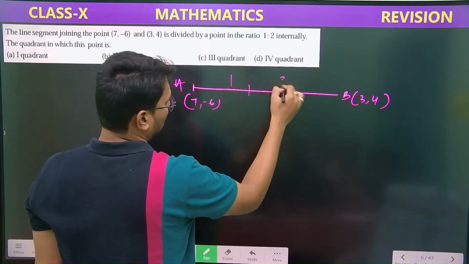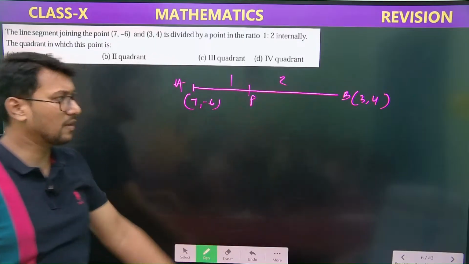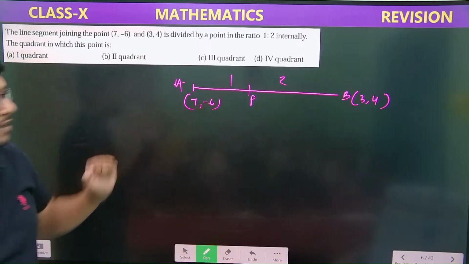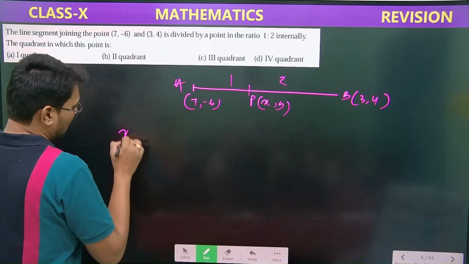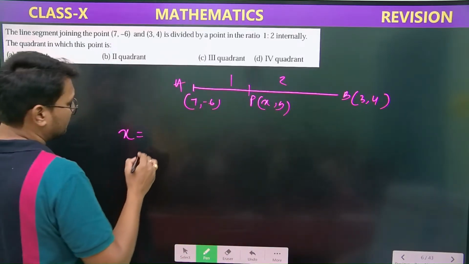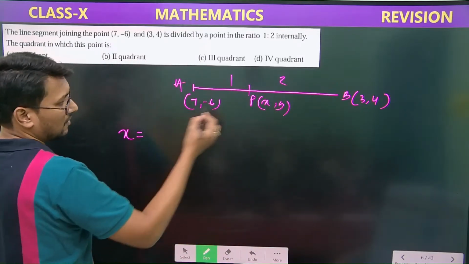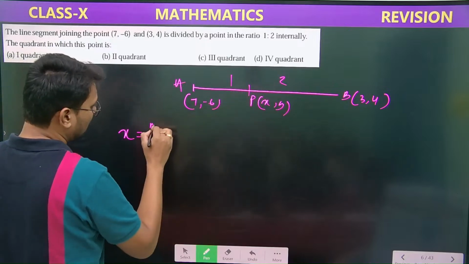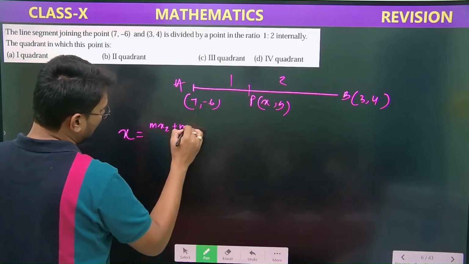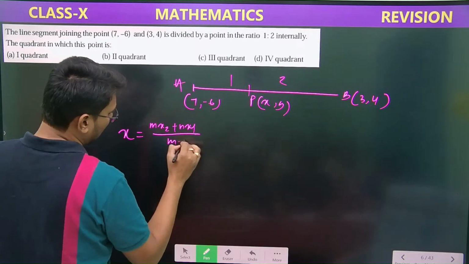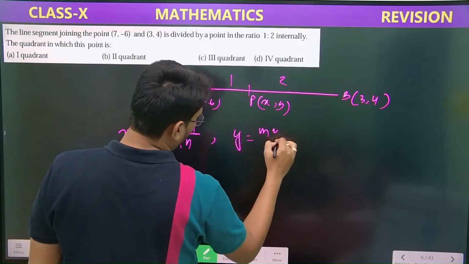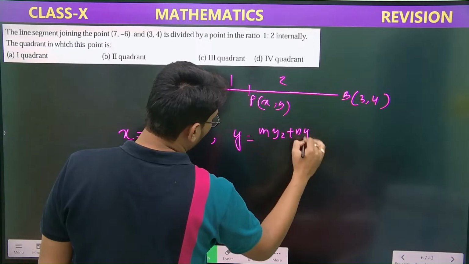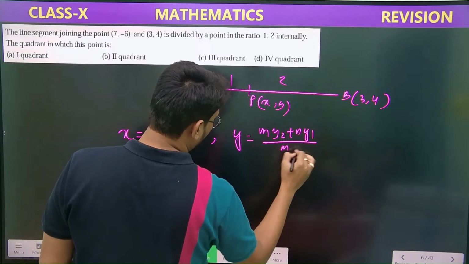We have to find the coordinate of P. You know the section formula: x, y. We have to find x. What is x? x equals (m x2 plus n x1) divided by (m plus n), and y equals (m y2 plus n y1) divided by (m plus n).